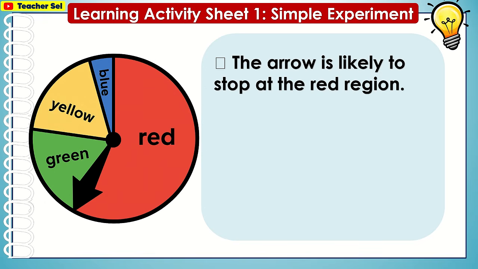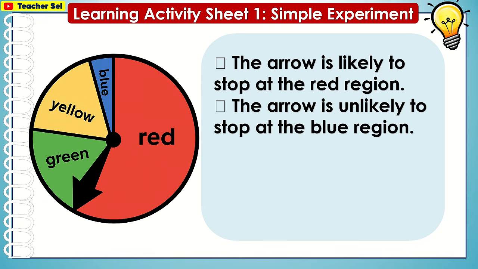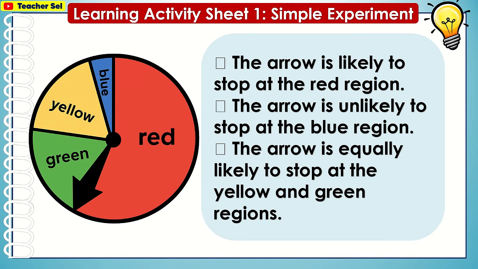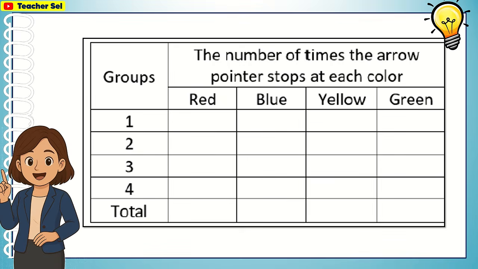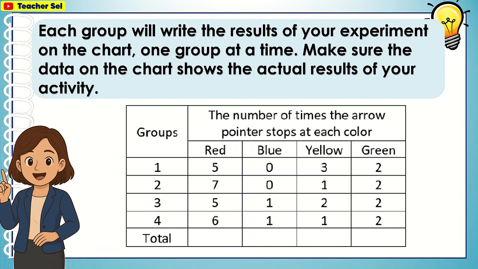The arrow is likely to stop at the red region. The arrow is unlikely to stop at the blue region. The arrow is equally likely to stop at the yellow and green regions. Here is a table of the number of times the arrow pointer stops at each color. Each group will write the results of your experiment on the chart, one group at a time. Make sure the data on the chart shows the actual results of your activity.